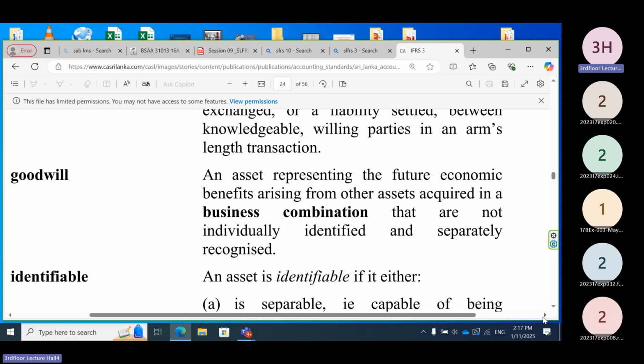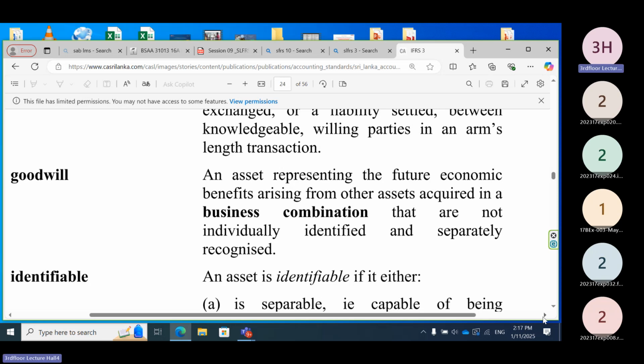The goodwill specified to your investment can be considered as an asset in your consolidated books, or else the full goodwill for the company can be recognized. Both options are given in the standard.